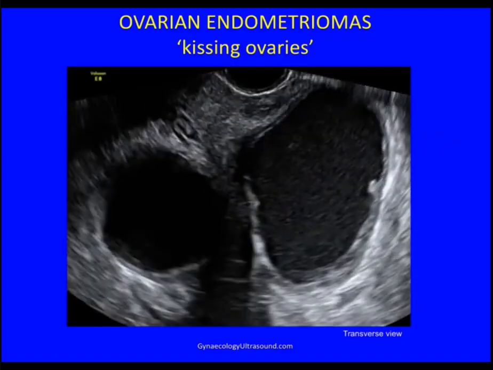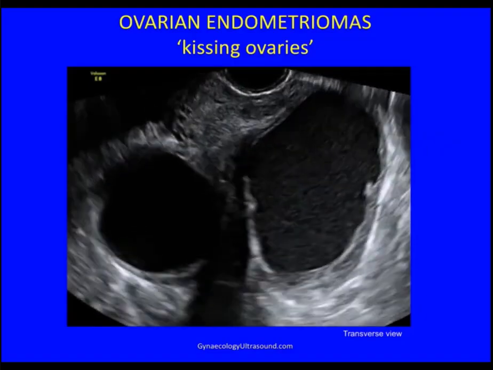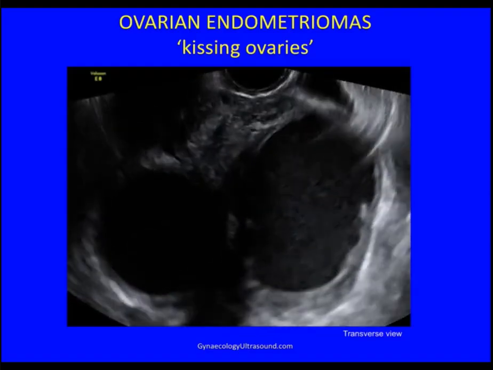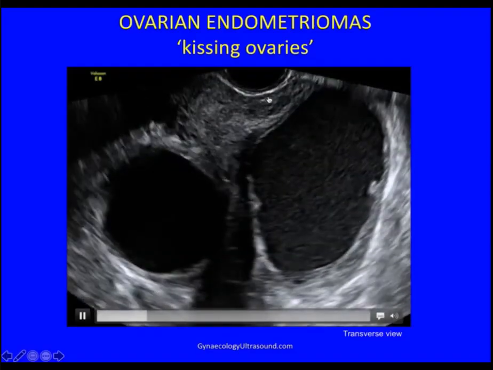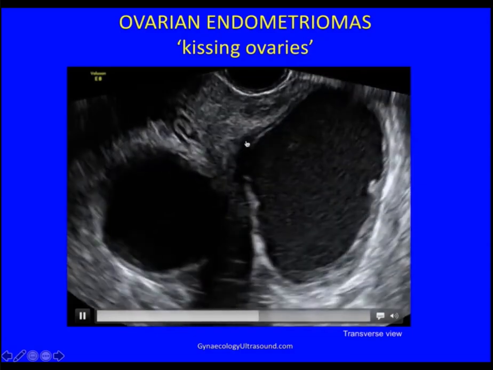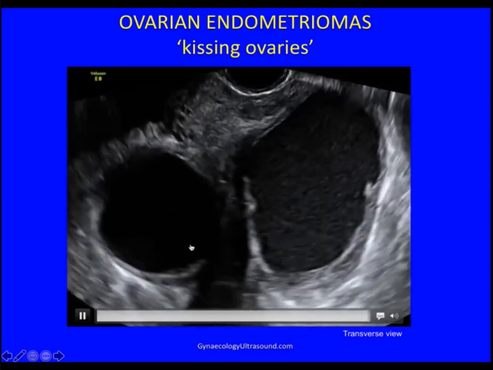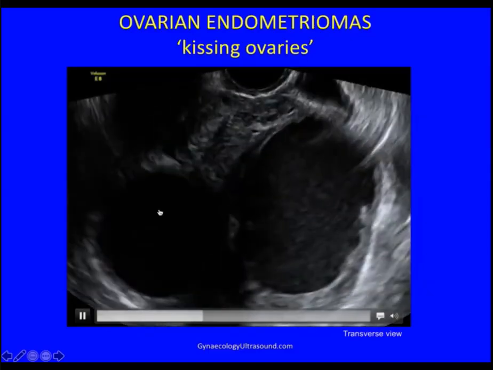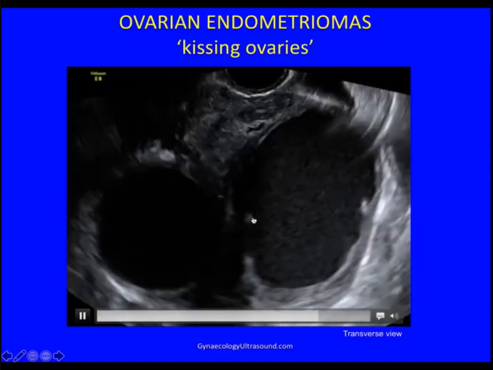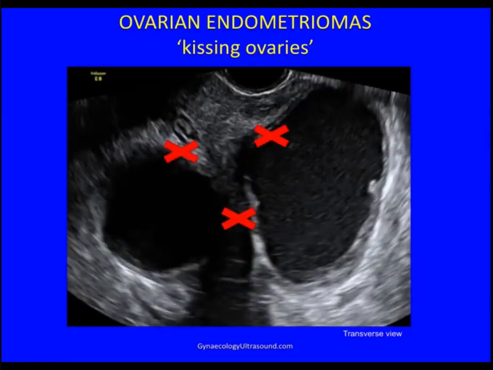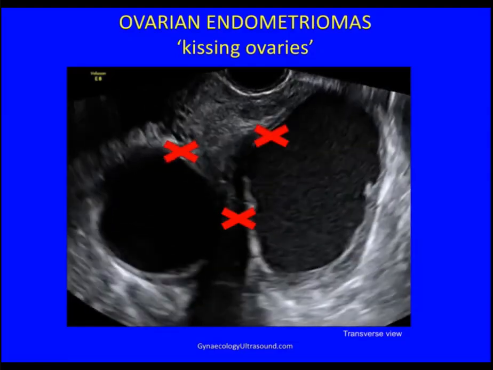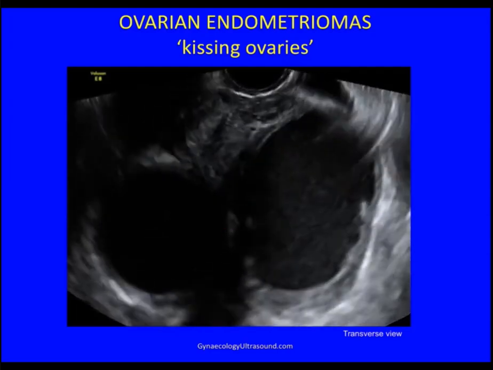When you have an ovarian endometrioma, you also need to look for kissing ovaries. So again, go for the transverse view. This is a different patient, but this is the top of the cervix, and you can see one endometrioma here. This is another endometrioma. They can be quite hypoechoic, and you can see that they're adherent to each other, and they're also each adherent to the back of the uterus. This is an important thing to point out in your report.